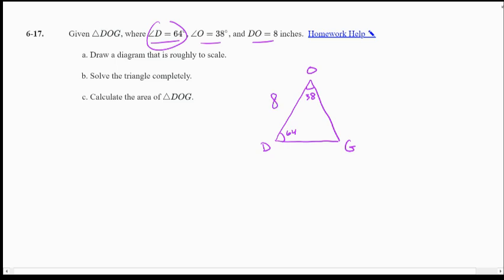Okay, so a couple things here that we got to find out. We're going to use some equations here that we should know or understand. The first one is just I'm going to find G by subtracting both of the other angles from 180 because that will give me my angle of 78 degrees. So the measurement of angle G equals 78 degrees.